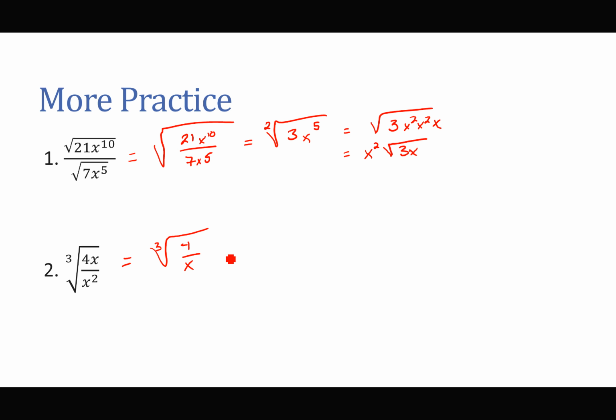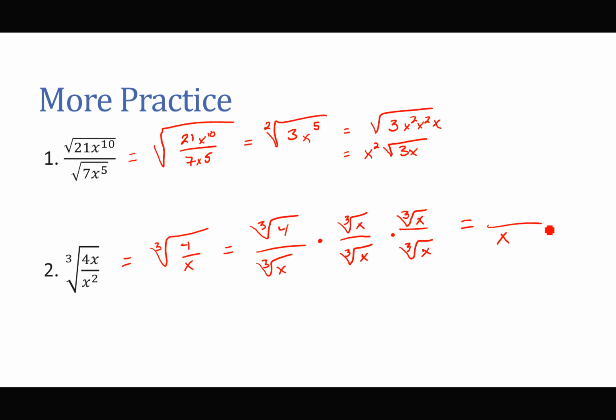Okay, so now I could write this as cube root of 4 all over cube root of x. Because it was a cube root, I'm going to need to do 3 total on the bottom. So I end up with just x. But then on the top, I'm going to do cube root of x and cube root of x again. So I have the cube root of 4x squared, and I'm done. Can't go any further than that.